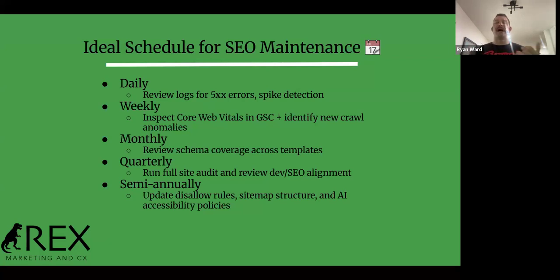And then semi-annually, update your disallow rules, sitemap structure, and any AI accessibility policies. This relates to your robots.txt files and your LLMS.txt files, understanding what pages are being indexed and what's not being indexed. This is just a rough schedule for if you're thinking, where do I find the time in the day to actually think about these things and maintain them? It can help simplify it and make it a quick checklist for ongoing maintenance of the technical side of your website.